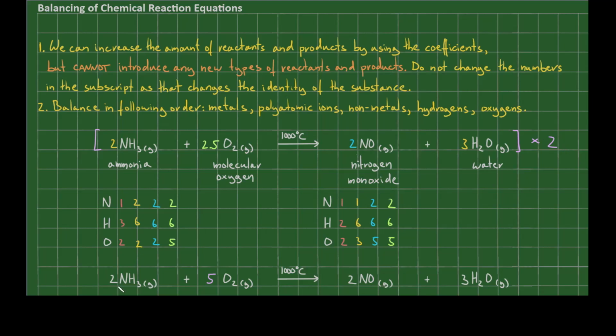And now, instead of 2 ammonia, I will have 4 ammonia molecules. Instead of 2 nitrogen monoxides, I will have 4 nitrogen monoxides. Instead of 3 molecules of water, I will have 6 molecules of water. Although you may doubt me, balancing of chemical reaction equations becomes easier with practice. As before, the main thing to keep in mind are the 2 guidelines written above.